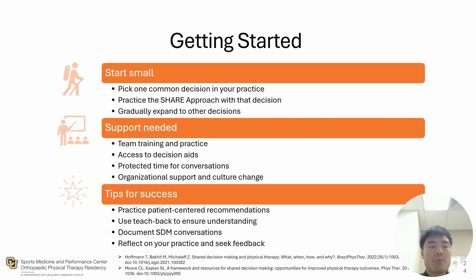So at the individual level, how do we actually implement shared decision making? Well, my advice is to start small. Identify one common decision in your practice. Maybe it's options for lower back pain, or deciding whether to refer for imaging, or discussing surgery versus conservative care. Focus on implementing shared decision making for that one decision first. Practice the SHARE approach in steps. Use or create a decision aid if possible. Once you're comfortable, then you can expand to other decisions.